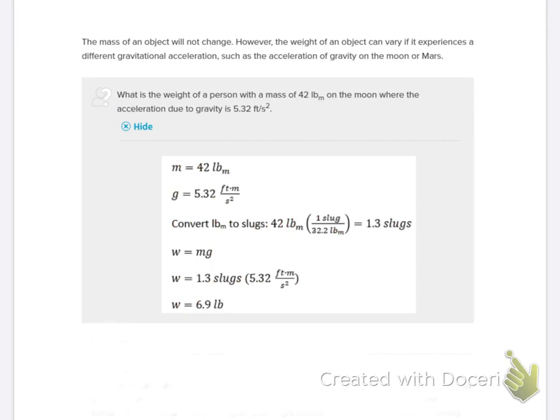Okay, so this is an important point to note right up here, that the mass of an object will not change. However, the weight of an object can vary if it experiences a different gravitational acceleration, such as the acceleration of gravity on the moon or Mars. So here's an example on the moon. Look how it impacts the results.